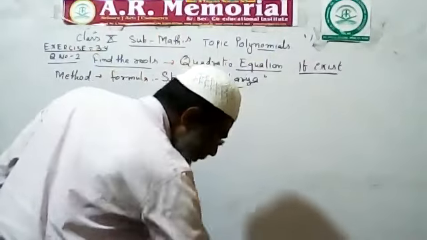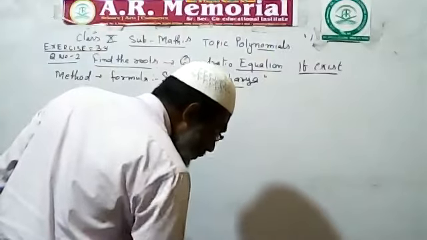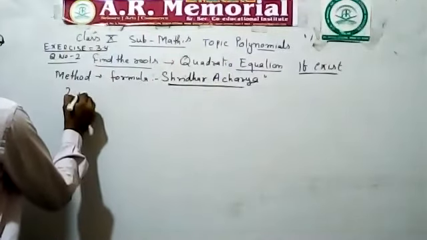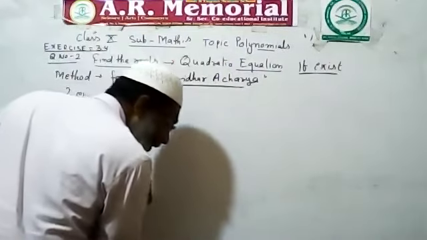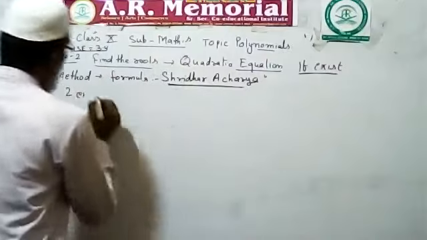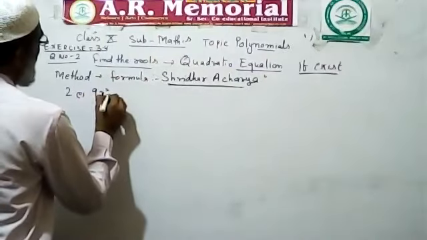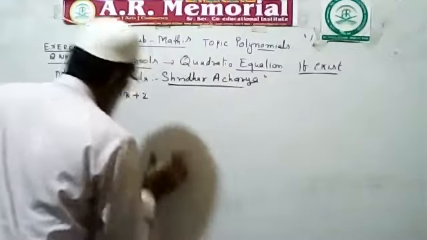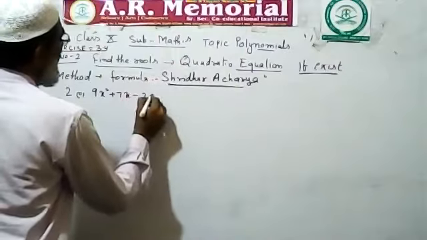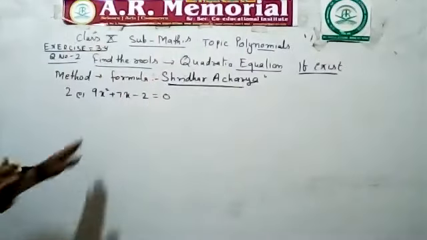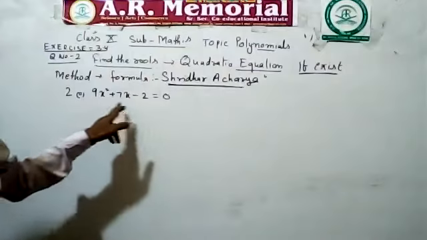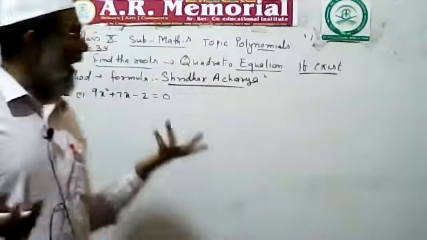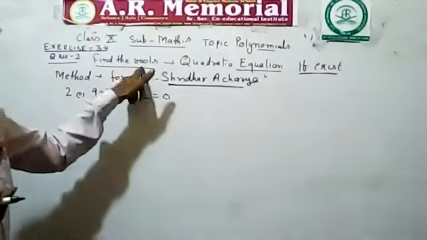Here I am taking a question from the book, question number 2. The quadratic equation given is 9x square plus 7x minus 2 is equal to 0. Students, look carefully. This is the quadratic equation. What do I want to do? I want to find out its roots.